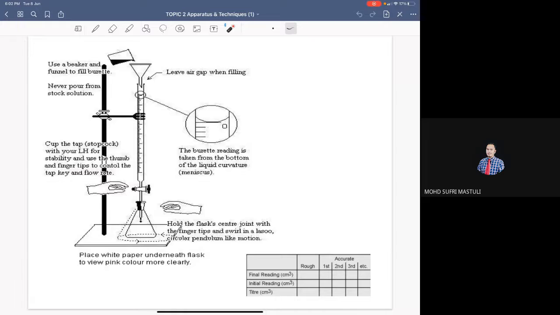When you do the titration, please make sure you read the reading on the burette correctly. Read the value on the meniscus. In titration, it is normally conducted several times.